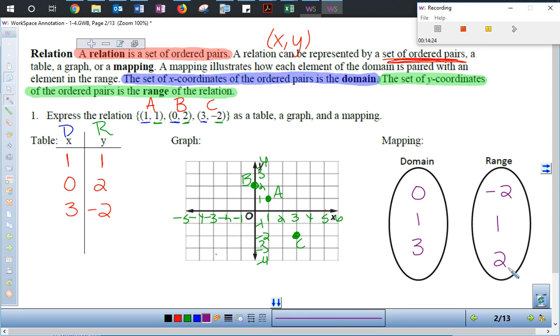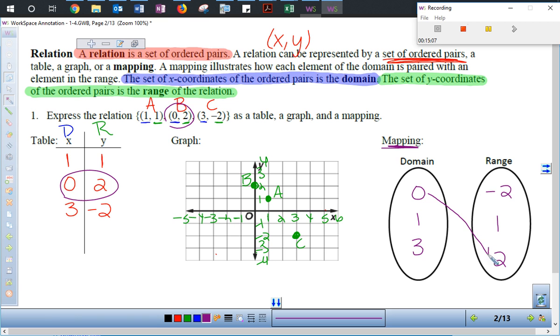Now at this point, we have split the domain and range, but that's not what a mapping is. A mapping illustrates how each element of the domain is paired with an element in the range. So we have to show what they're paired with. We have to map the domain onto the range. So here's how we do that. First of all, the domain with the x value of 0. We need to see what 0 was paired with. Well, according to the relation that they gave me, 0 is paired with 2. So I need to draw an arrow from 0 to 2.